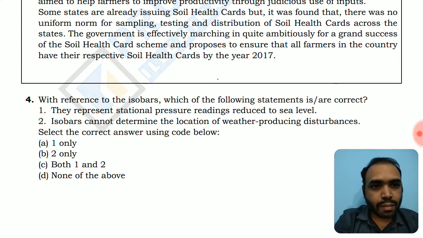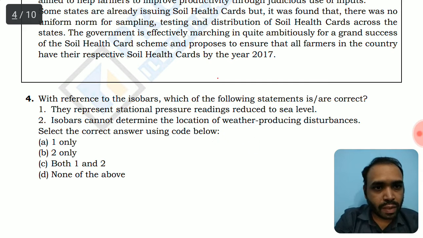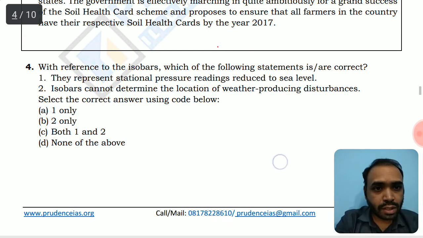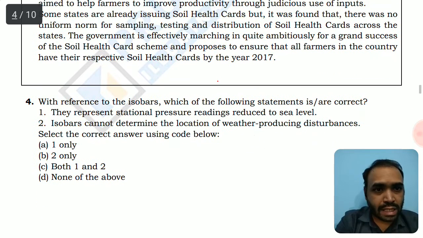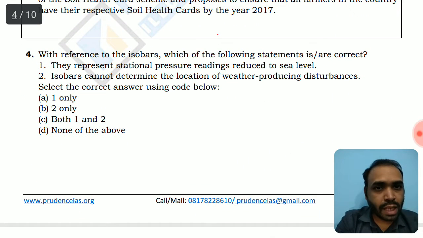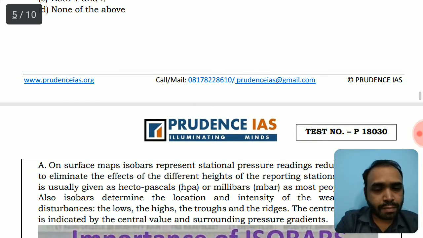The second option is that isobars cannot determine the location of weather producing disturbances. But the detection of weather producing disturbances and changes in weather is the main utility of isobars. If the concentration of isobars is steep, that means there are chances of cyclones, wind flows, and heavy turbulence. So isobars definitely determine the location of weather producing disturbances. The second option is not correct. The first option is correct, so the answer would be A.